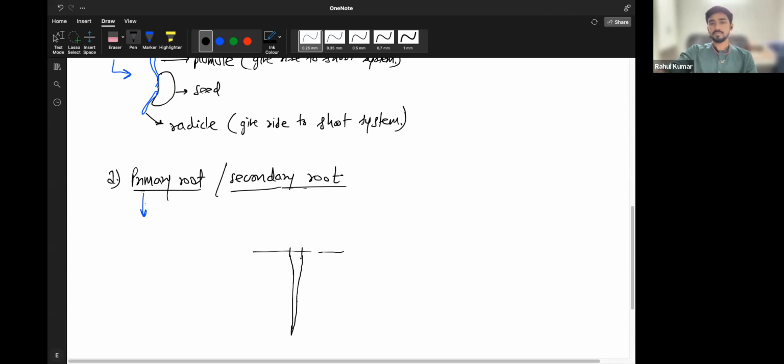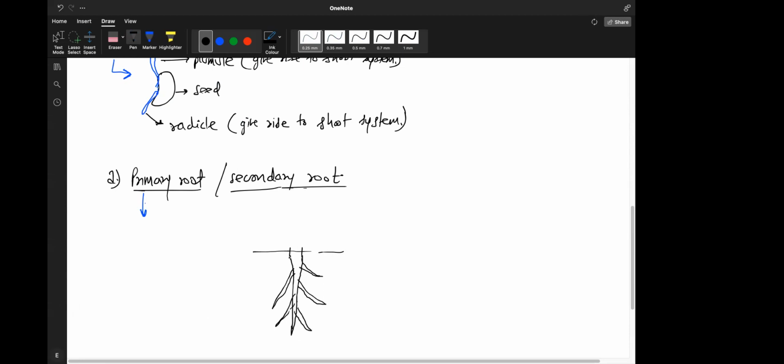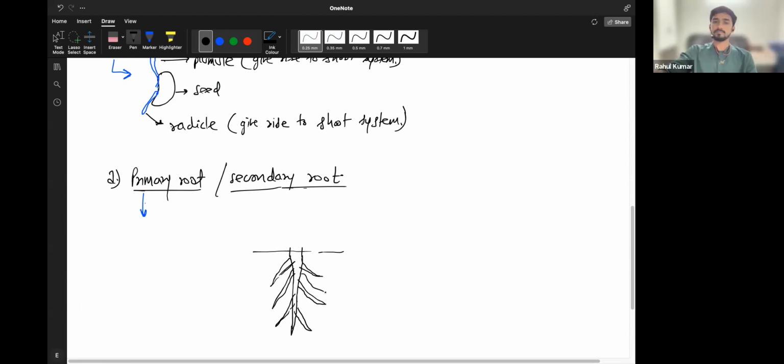And then from this primary root, some secondary root structures like this arise. Do you understand what I'm talking about? Sometimes from these, so this one will be the primary root. These ones will be the secondary roots because they are growing from the primary root.